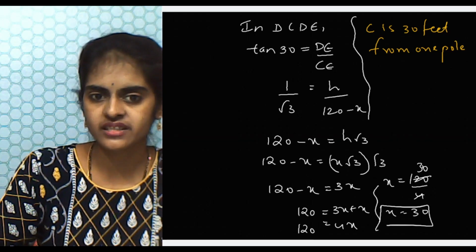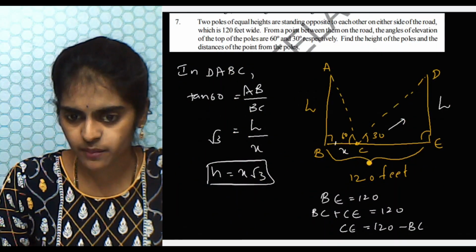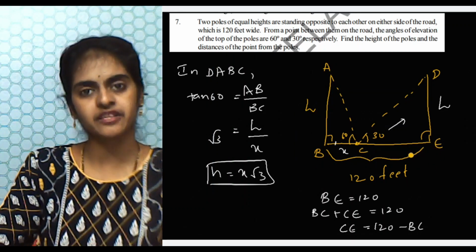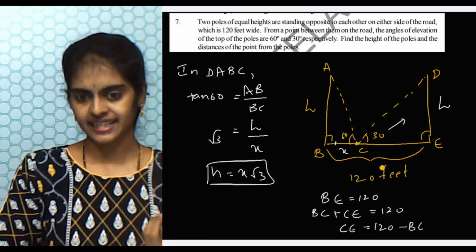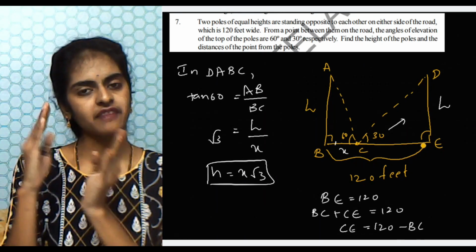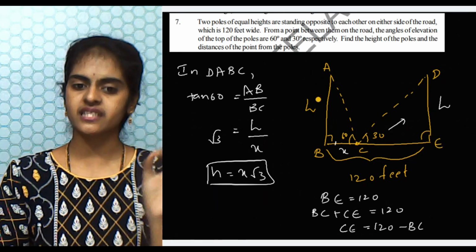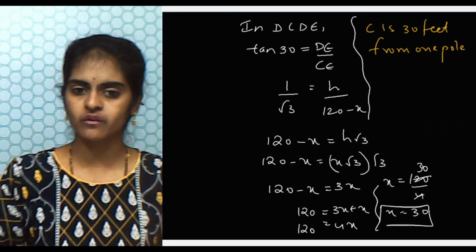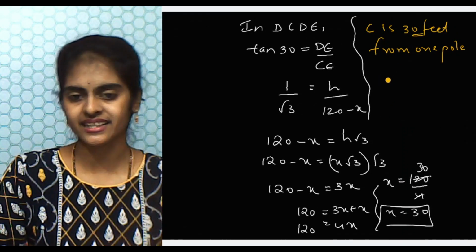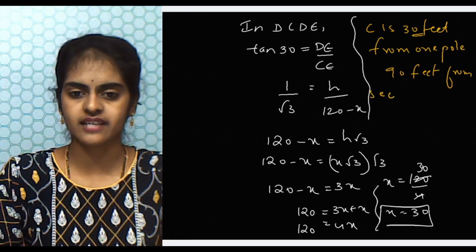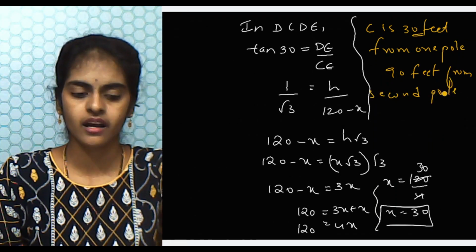What about the other pole? Just see here. If this is 30, what about this distance? This complete distance is 120. If this is 30, then CE will be 120 minus 30, which is 90. So this point C is 90 meters away from pole DE and is 30 meters away from pole AB. You have to find the distance of the point from the poles. So one distance is 30 feet and the other distance is 90 feet away from the second pole. So this is how you find out. I hope this is clear for you now. Let us move on to the next one.